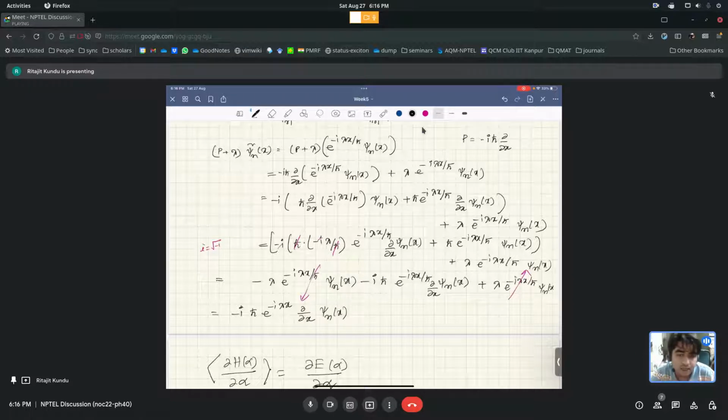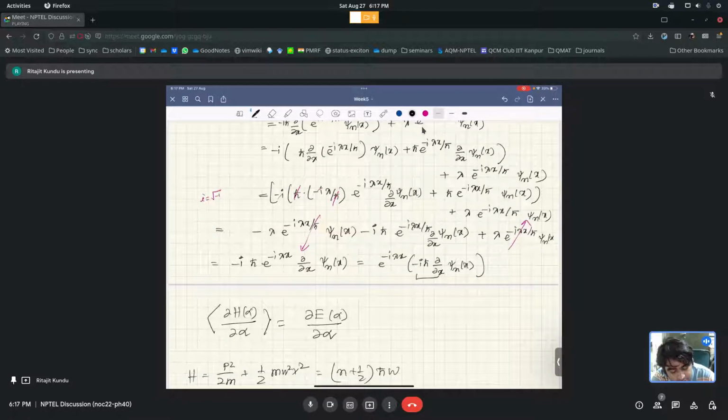So I can again write this whole thing in terms of the momentum operator. By that I mean it will be exactly like e to the minus i lambda x times minus i h bar del x psi n of x. And you know that this is just the momentum operator, so I'll just write it like p acting on psi of x.